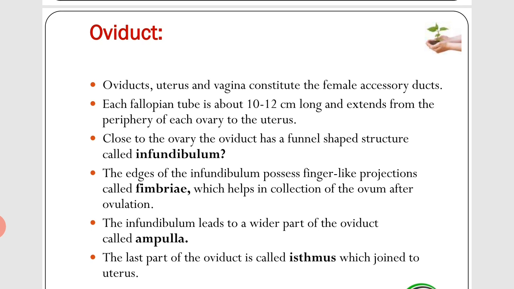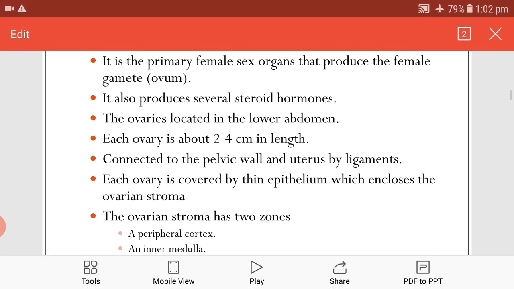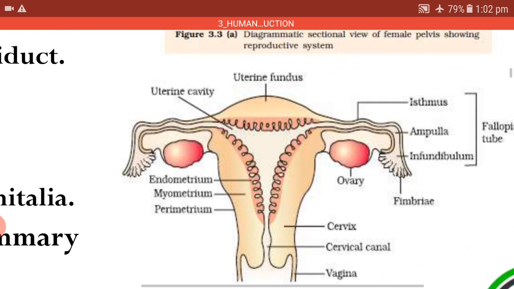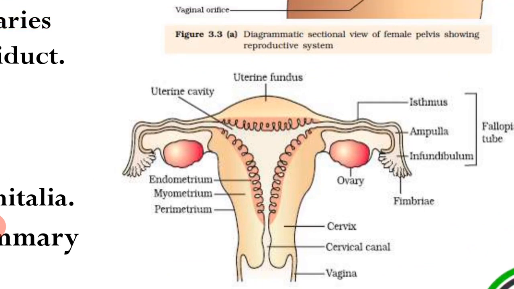You can see in the diagram, beside the ovary, a funnel shaped structure, and that funnel shaped structure of the fallopian tube or oviduct is called the infundibulum. This broad funnel shaped infundibulum has a number of finger-like projections, and those finger-like projections are called fimbriae. You may ask me, what is the function of fimbriae?